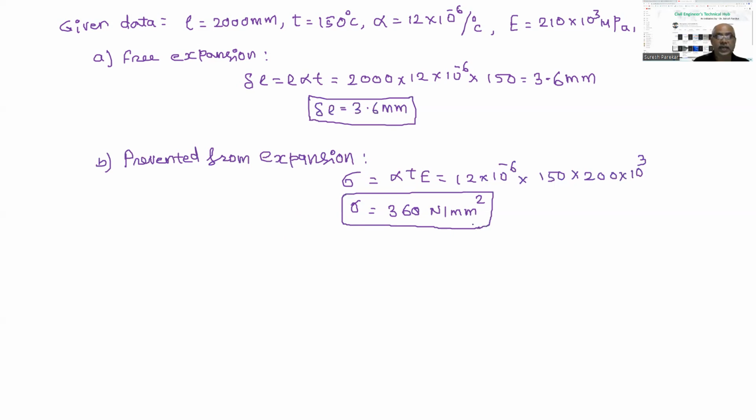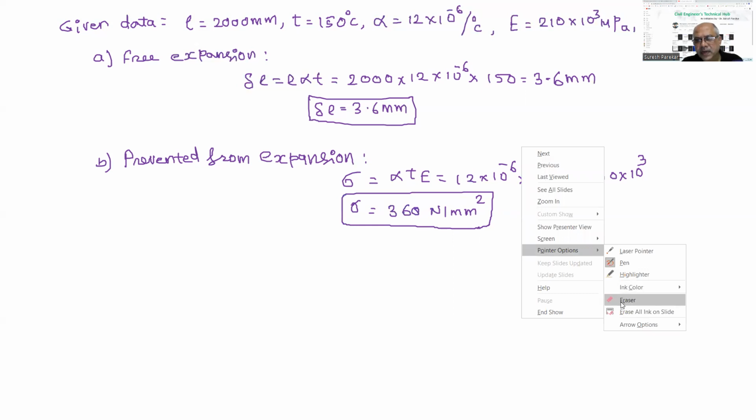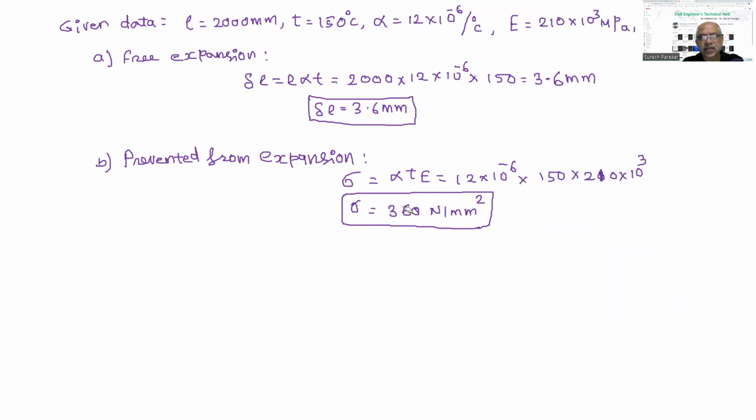So 12 into 10 raised to minus 6 into 150 into 200, sorry, 210. We have the value of E, that is 210. So it is not 200. So 210 to the power 3, it is 378. So I will just change it. So this is 378 Newton per mm square.